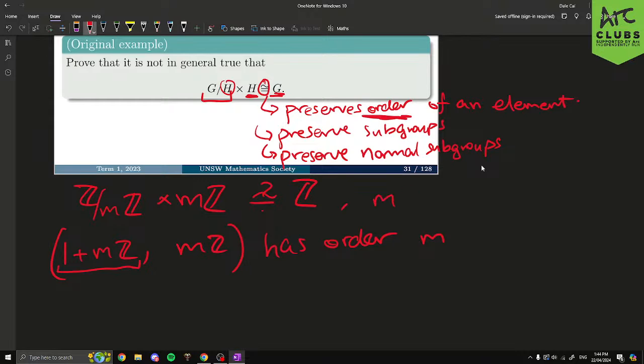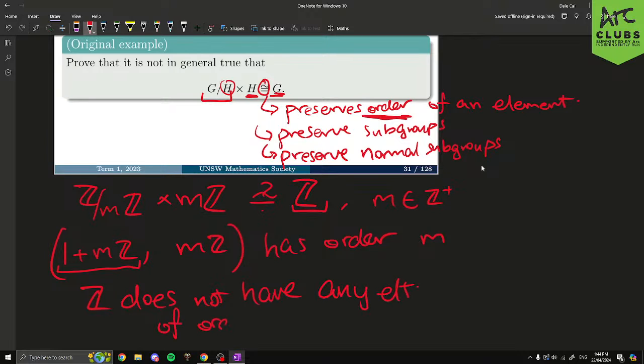I guess we can stipulate that. But if I look into Z, this doesn't have any element of order m. So since isomorphisms preserve order, that means that these are actually not isomorphic.